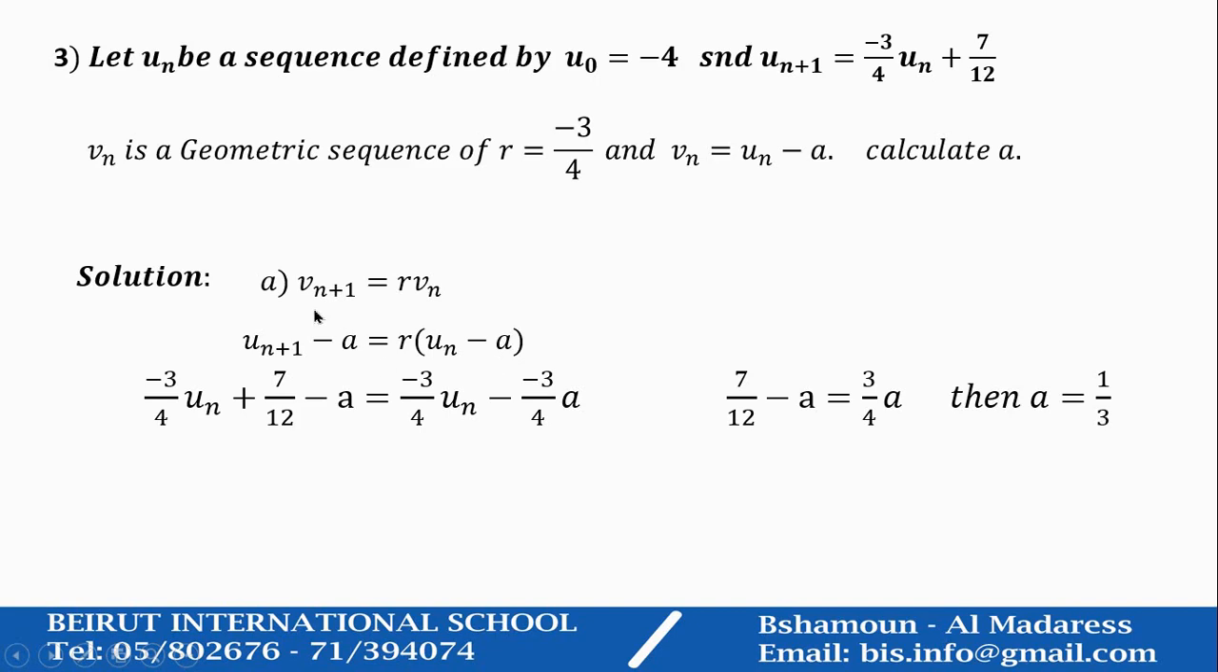So, starting with Vn plus 1 equals R Vn, consecutive terms of a geometric sequence, substituting for Vn plus 1 its value and Vn its value, substitute for Un plus 1 its value, and you simplify, you end up with identical terms. Minus 3 over 4 Un is identical to minus 3 over 4 Un, and 7 over 12 minus a is identical to 3 over 4 a. Solving for a, you will end up with a equals 1 over 3.